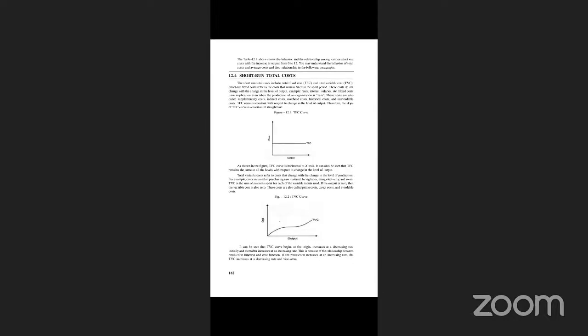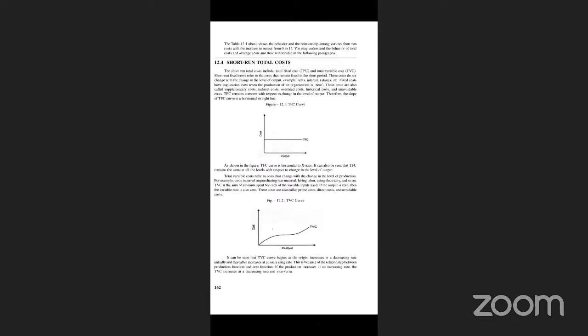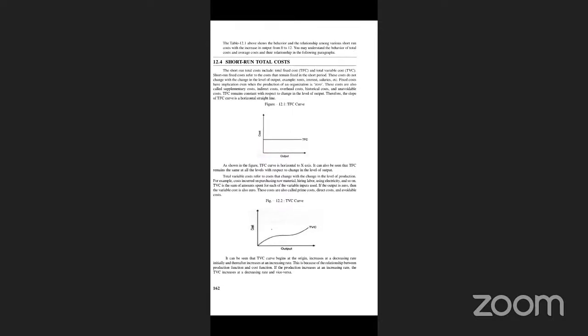Short run total costs are plotted here. In figure 12.9, the TFC curve is parallel to the x-axis. It has no change. Now the TVC curve, if you see, moves upwards with a curve, at a decreasing rate at first and then again increasing at an increasing rate. These are the short run cost curves.